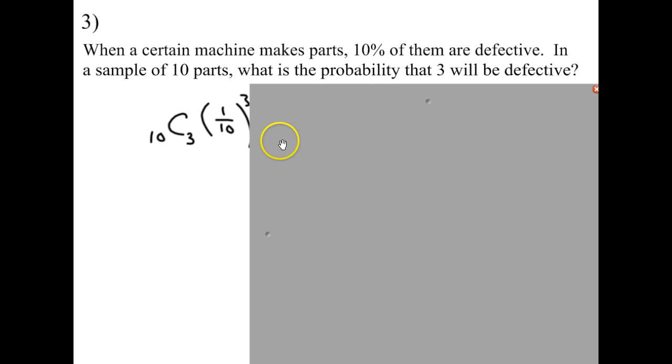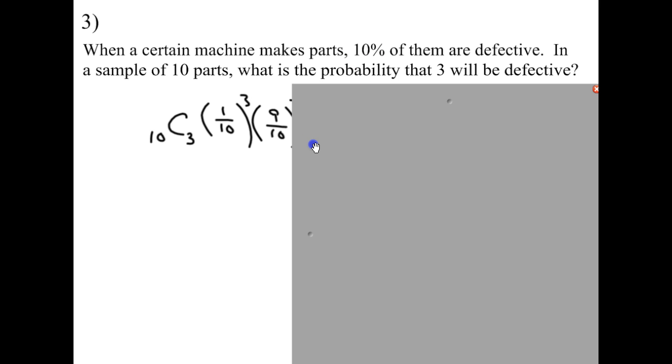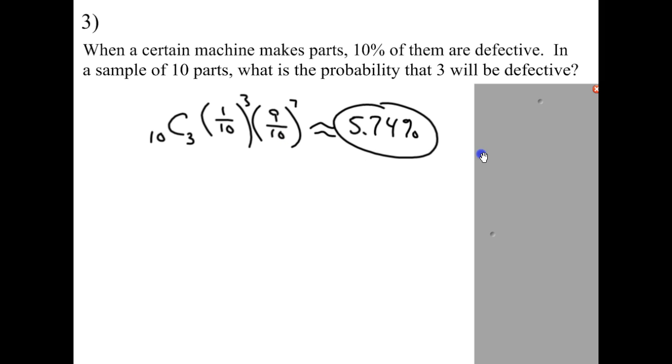All right, what's left? If 10% are defective, 90% or 9/10 are not defective, they're fine. And then what should the exponent be? Remember, the exponents have to add up to how many we have total. So it's 7. Calculator, 5.74%.